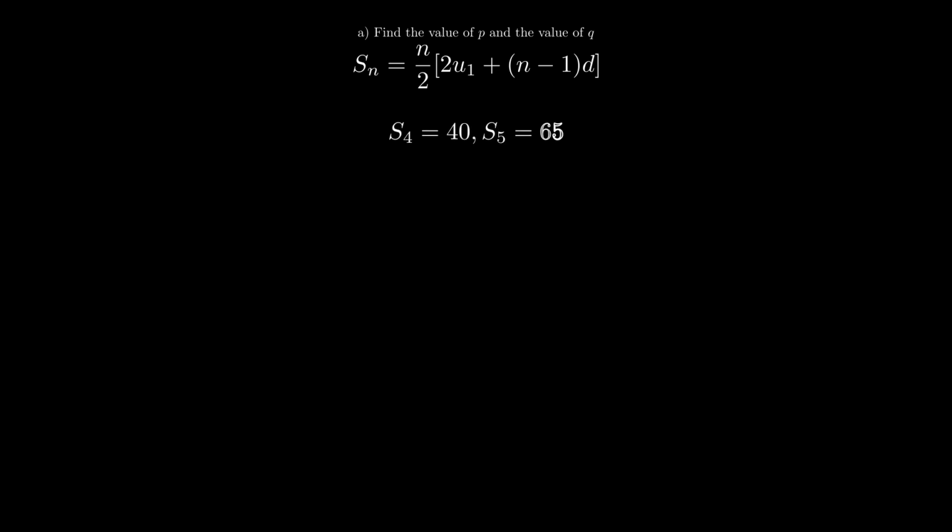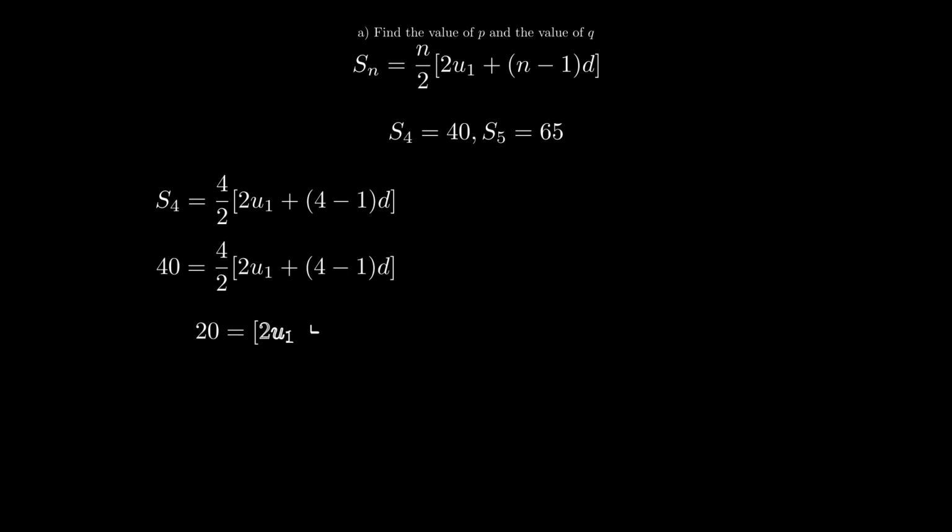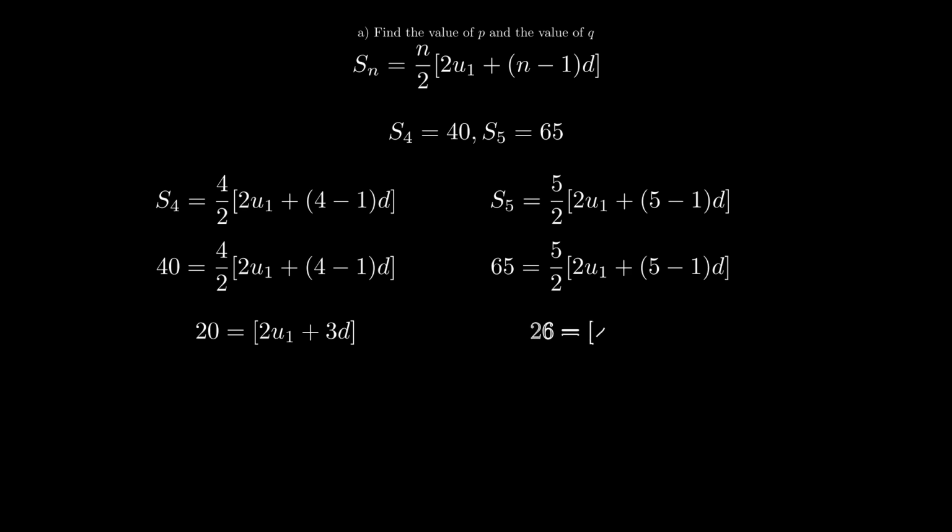Going back to the first part of the question, find the value of p and the value of q. We can use the general form of the sum of n terms in an arithmetic sequence that we just calculated. We're given the information that the sum of the first 4 terms is equal to 40, and the sum of the first 5 terms is equal to 65. So filling in 40 for S4 and 4 for n, we can eventually see that 20 is equal to 2u1 plus 3d. We can do the same for the S5 term, filling in 65 for S5 and 5 for n. We can see that 26 is equal to 2u1 plus 4d.